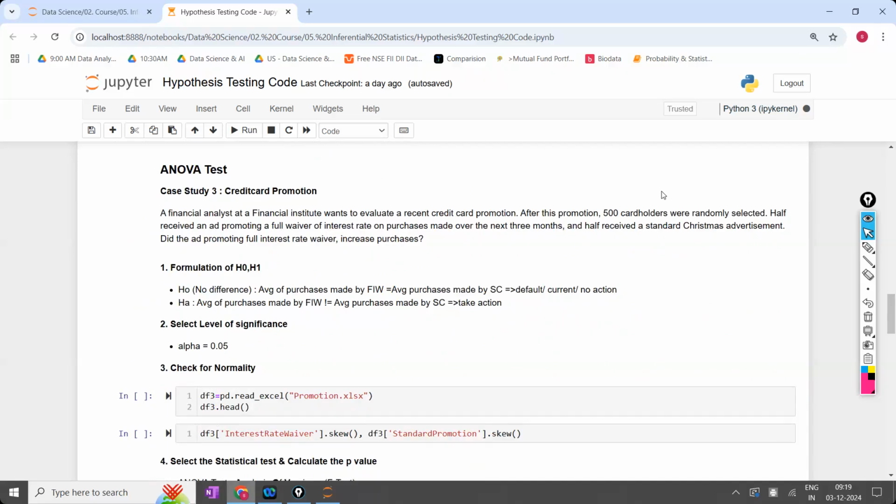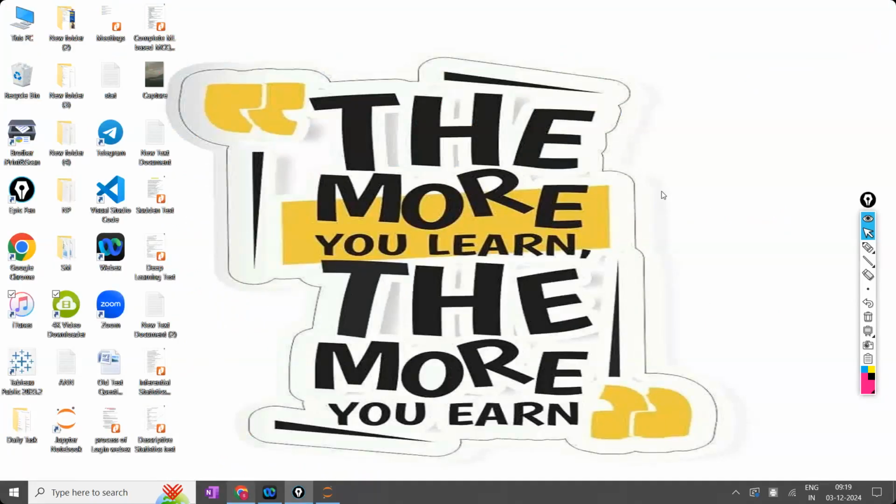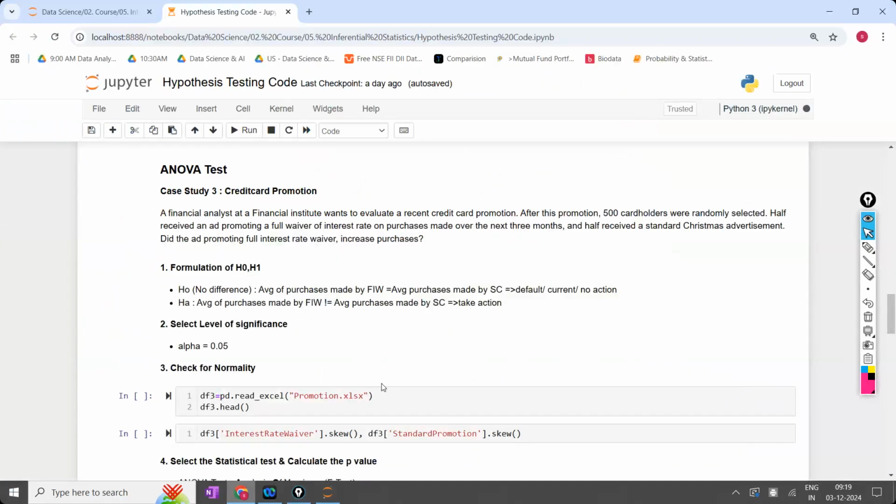When you have a single column, I mean you have only one sample. A single column means one sample or one variable. When you have only one variable, you go with the one sample test. When you have more than one variable, that is two variables or three variables, where variables mean columns, you have to go with the ANOVA test. For a single column, you go with respect to one sample.